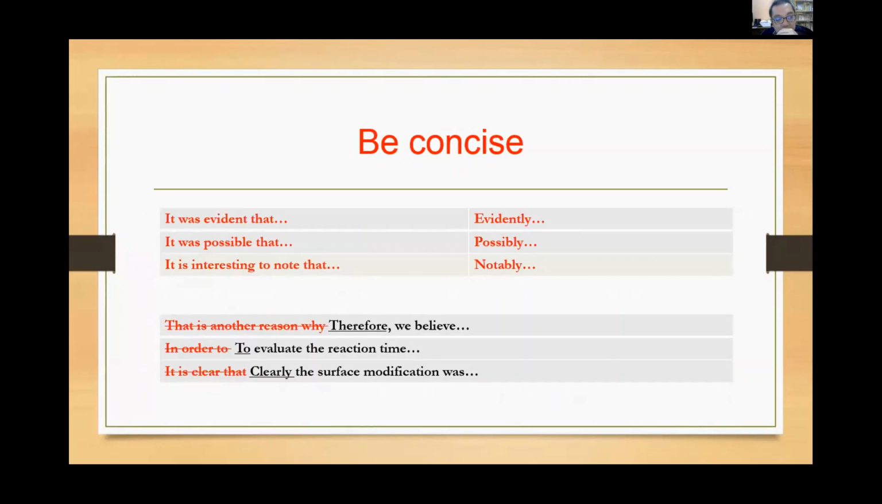For example, instead of it was evident that, you can just use evidently. Instead of it was possible that, you can say possibly. It's interesting to note that, not really needed. If there's another reason why, you just put therefore we believe. That's why the sentence will be more concise. In order to evaluate the reaction time, why do you want to put in order to? Just put directly to evaluate. It's clear that, definitely clearly is better, because clearly already explains that.